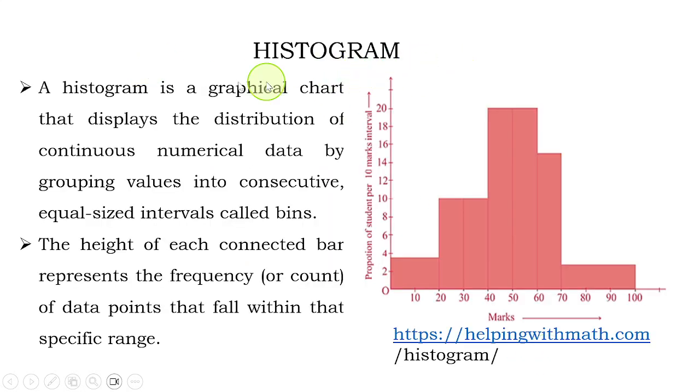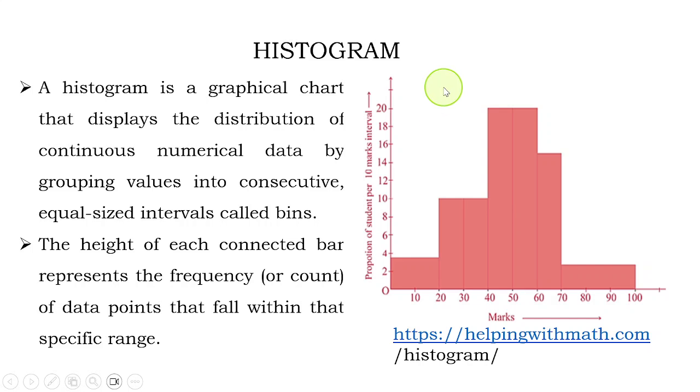The third type is called the histogram. A histogram is a graphical chart that displays the distribution of continuous numerical data by grouping values into consecutive equal size intervals called bins. So these are the bins. The bins are supposed to be of equal size. The height of each connected bar represents the frequencies. Now this one here is almost 20. This one here is almost 10.